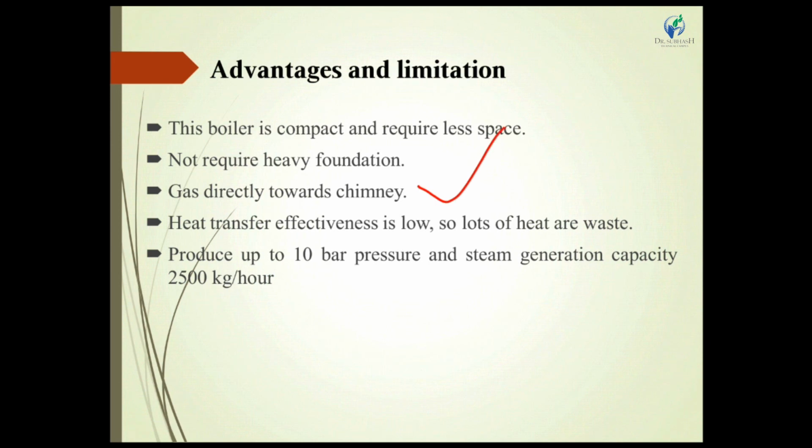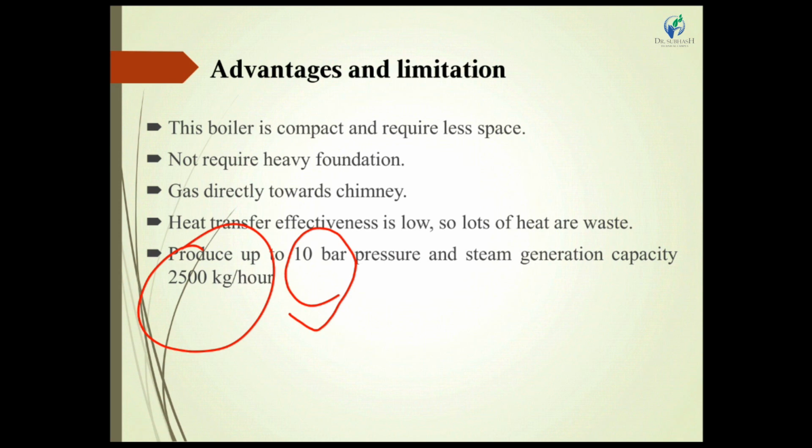Heat transfer effectiveness is low, so loads of heat are wasted. In this vertical boiler the number of crossing tubes is small, 2, 3 or a maximum of 5 tubes. The heating surface area and heat transfer area is very low. Loads of heat are wasted in a simple vertical boiler. It produces up to a maximum of 10 bar pressure and steam generation capacity is 2500 kg per hour. This boiler is very simple and of low capacity.